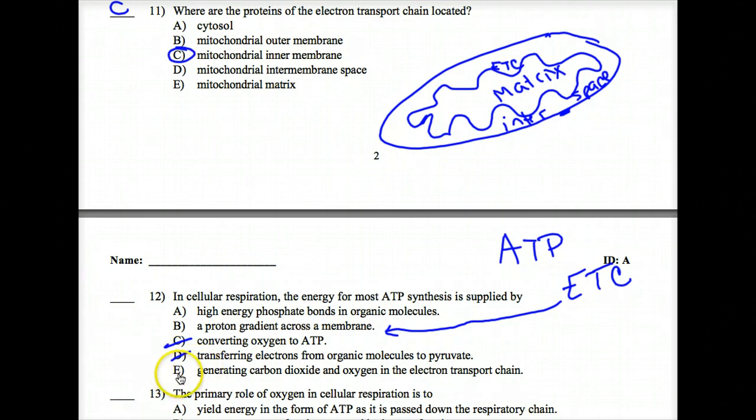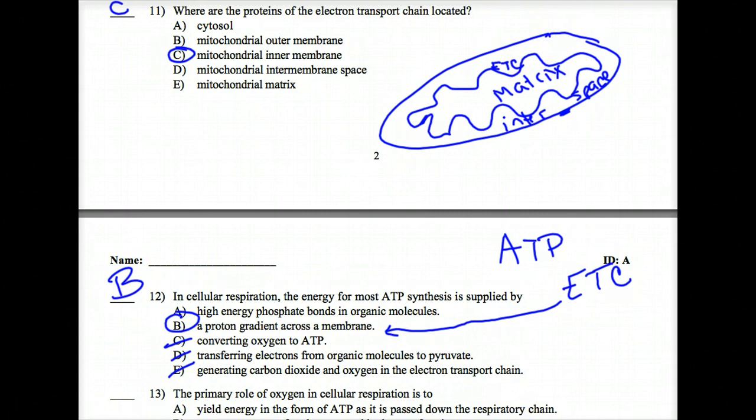Generating carbon dioxide and oxygen in the electron transport chain. I'm not generating oxygen in the electron transport chain. I'm combining oxygen with electrons, and I'm actually making water here, and the carbon dioxide is actually made during Krebs. So my answer here is B. And again, for those of you that didn't watch the first video, a proton gradient across a membrane then leading to ATP synthesis is called oxidative phosphorylation or chemiosmosis. So both of those are the same thing as this proton gradient across a membrane.